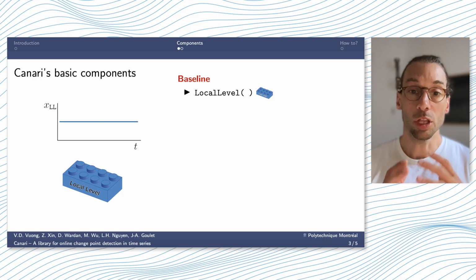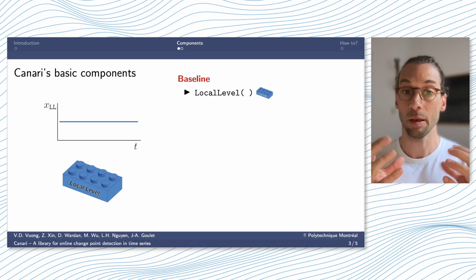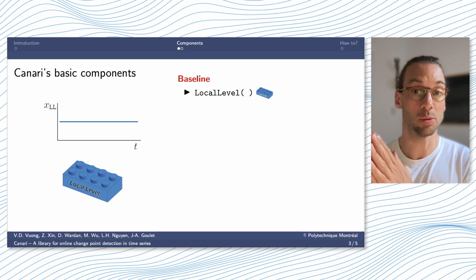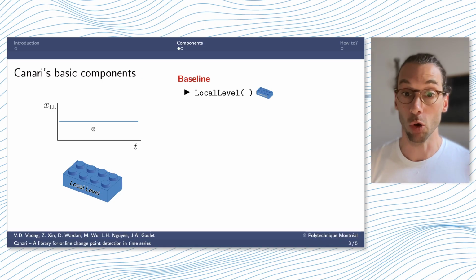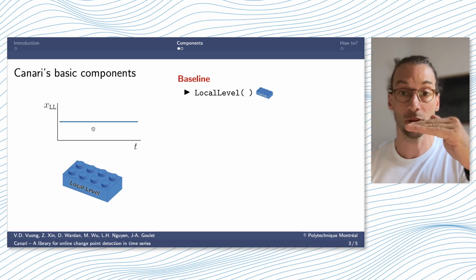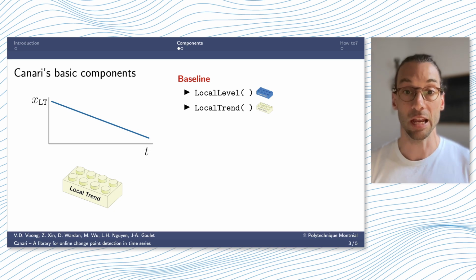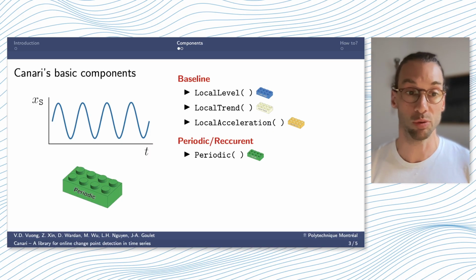So what are the building blocks of Canari? We build our time series model by combining together different components. Our first type of components are those associated with the baseline, the irreversible effect. The first block would be a local level to model things that are constant for which the level might be unknown. The second one would be local trend for modeling things with constant speed, where that speed might be unknown and needs to be inferred probabilistically from the data. We could have a local acceleration, a constant acceleration model, to model things that will drift quadratically.